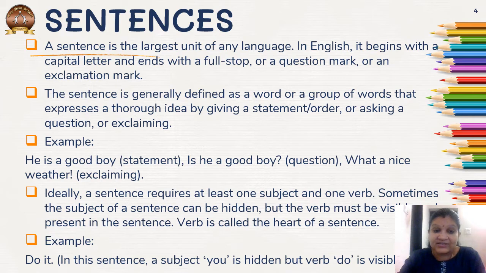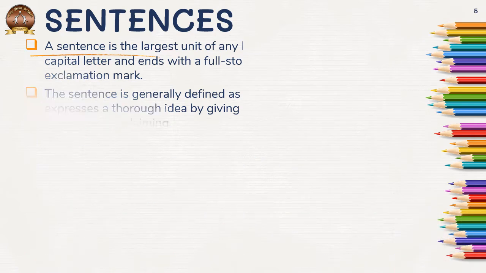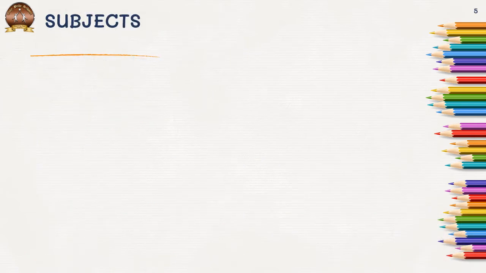And sometimes the subjects are hidden. I have already told this to you. When I say give me a glass of water, you don't see a subject here. Why? Because I'm speaking to you, so you are the subject. So whenever we are ordering something or asking something, sometimes the subject can be hidden. When you see the last sentence in the previous slide, you will see that there is a sentence written, do it. Now there, do, the verb is visible, but you, the subject, is invisible.